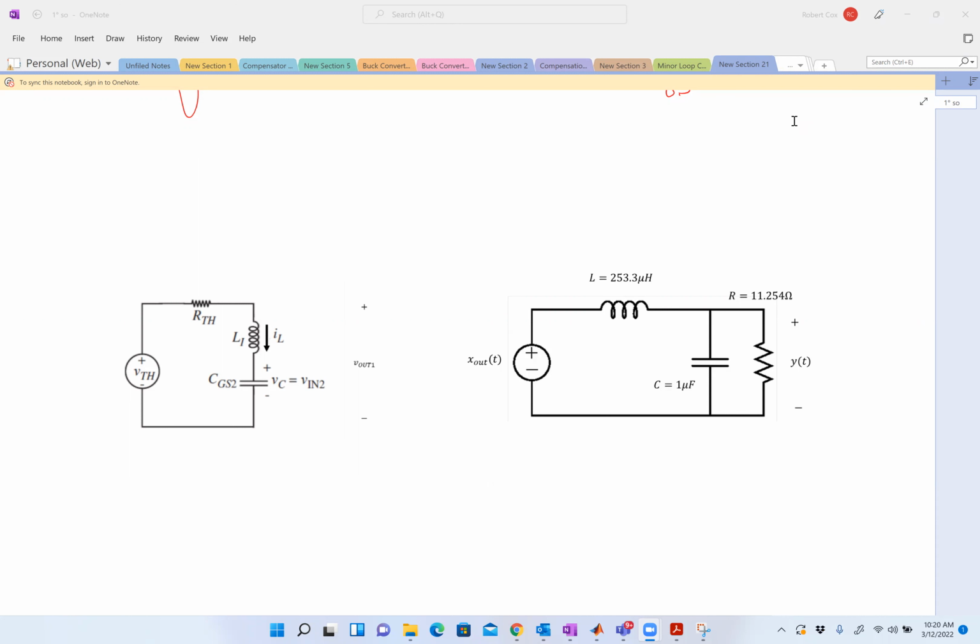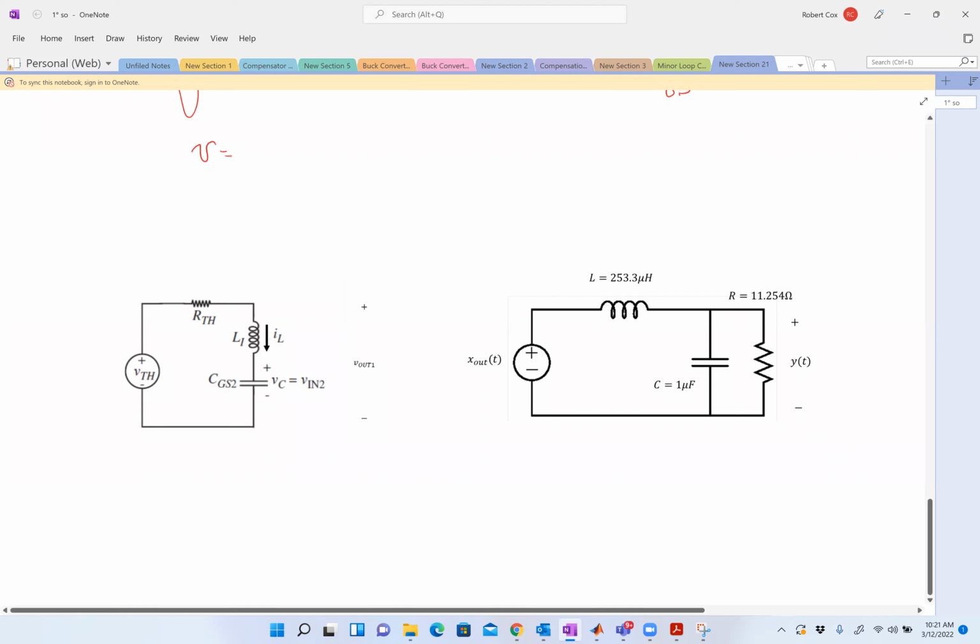The only problem is in circuits with resistors, we say that V equals I times R. And when I say that, I have a voltage across and a current through. If I'm talking about a differential equation, then I have an inductor with a voltage across it and a current through it, and a capacitor where I have a voltage across and a current through. And I have a relationship between the current and voltage in those devices: VL equals L dIL/dt, and IC equals C dVC/dt.